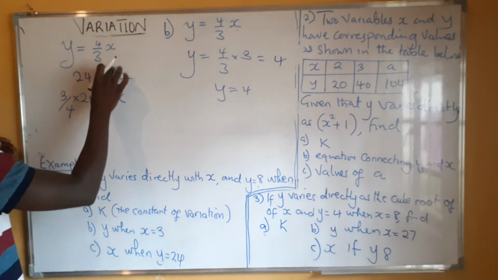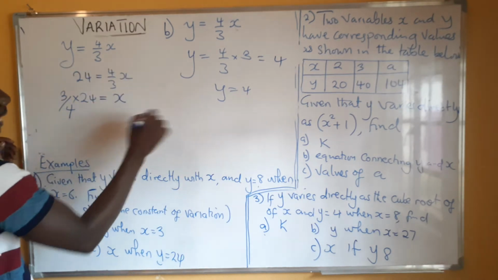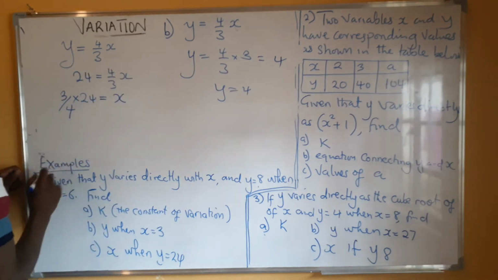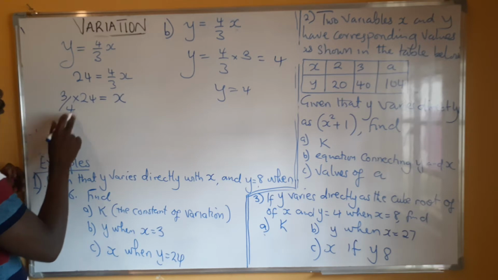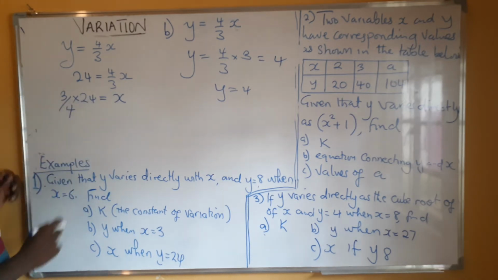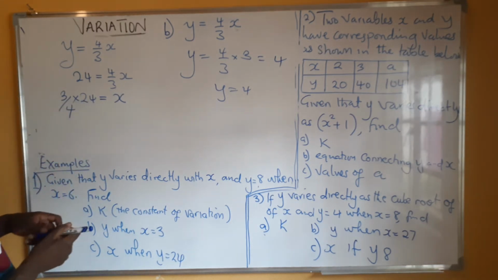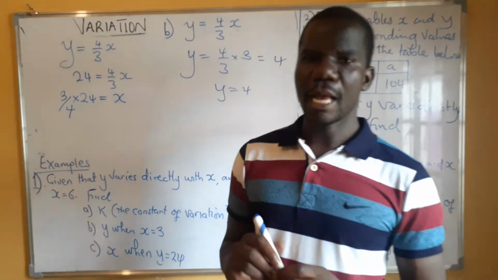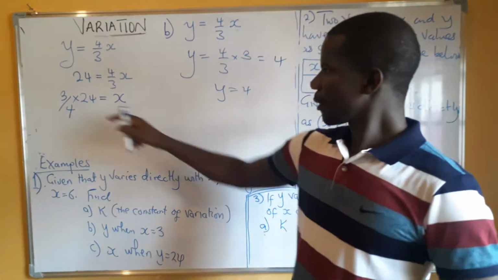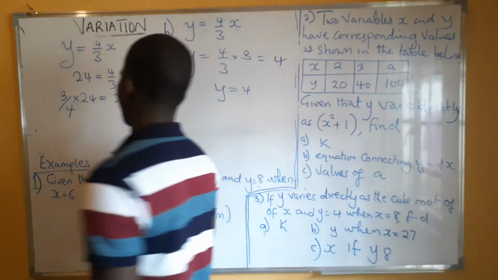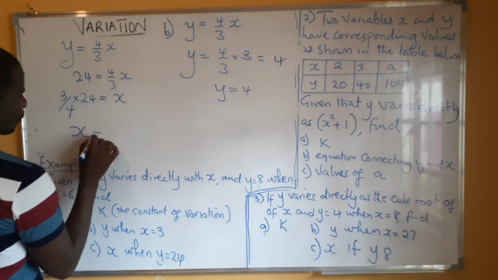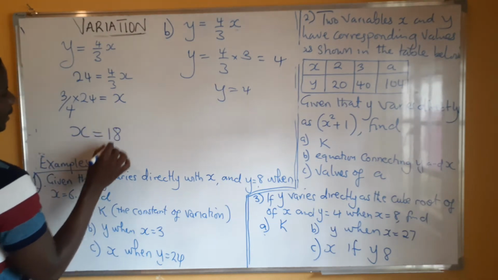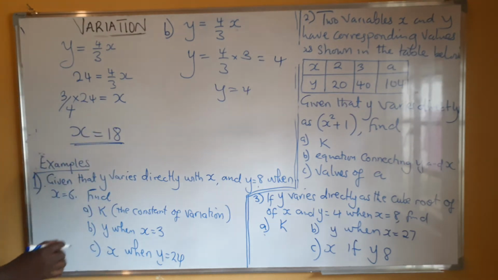Here, when we did that, these cancelled like I explained here. So this is what is going to give us x. 4 into 24 is 6 times. And 6 has to be multiplied by 3. What do we get? 18. So x is equal to 18.